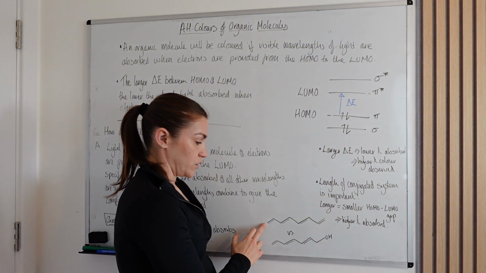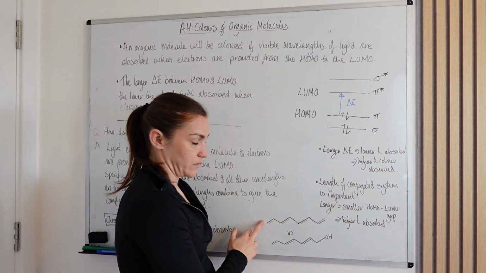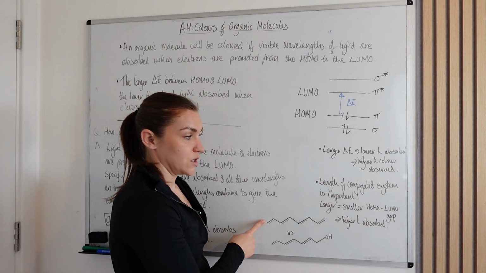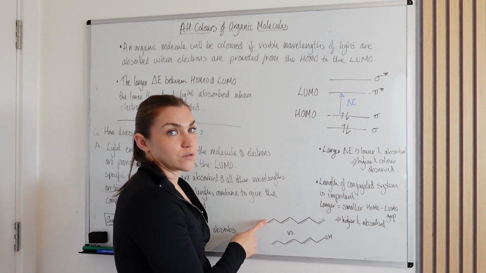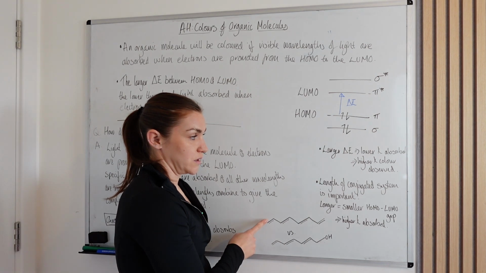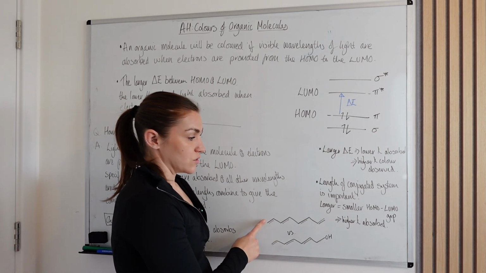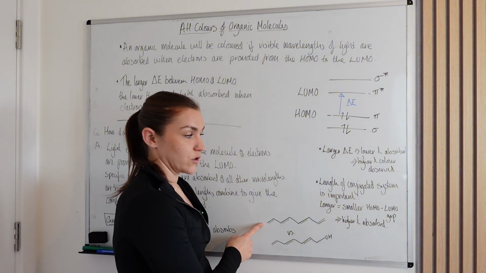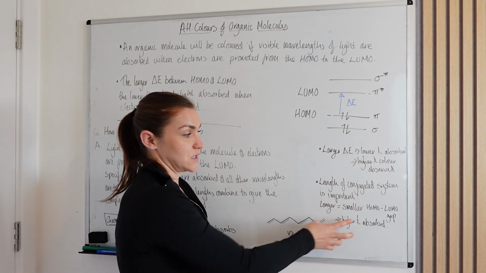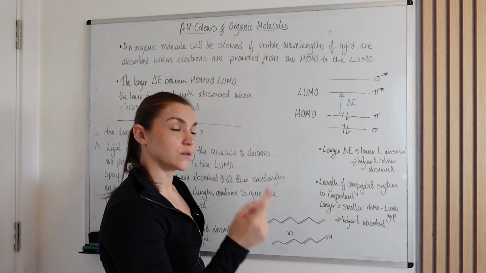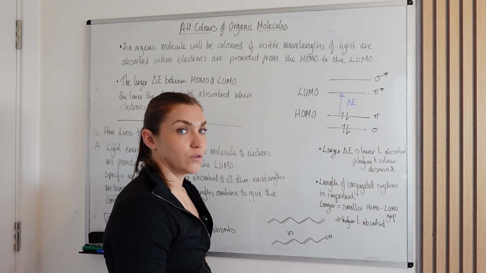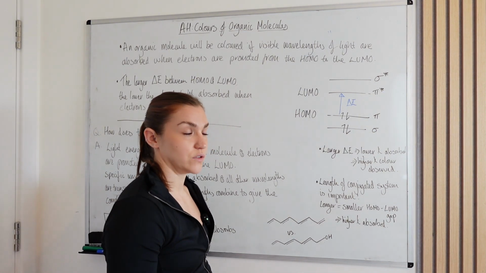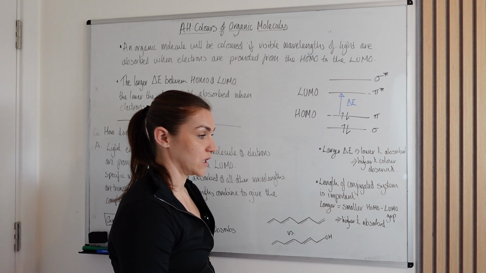So this molecule here would absorb higher wavelengths of light than this one here, because this has got a longer conjugated system, so it's got a smaller HOMO-LUMO gap, so higher wavelengths of light will be absorbed by it. So these two molecules would have different colours because they have different lengths of conjugated systems, which then leads to different HOMO-LUMO gaps, which then leads to different wavelengths of light being absorbed, and therefore different wavelengths of light being transmitted to give you your different complementary colours.